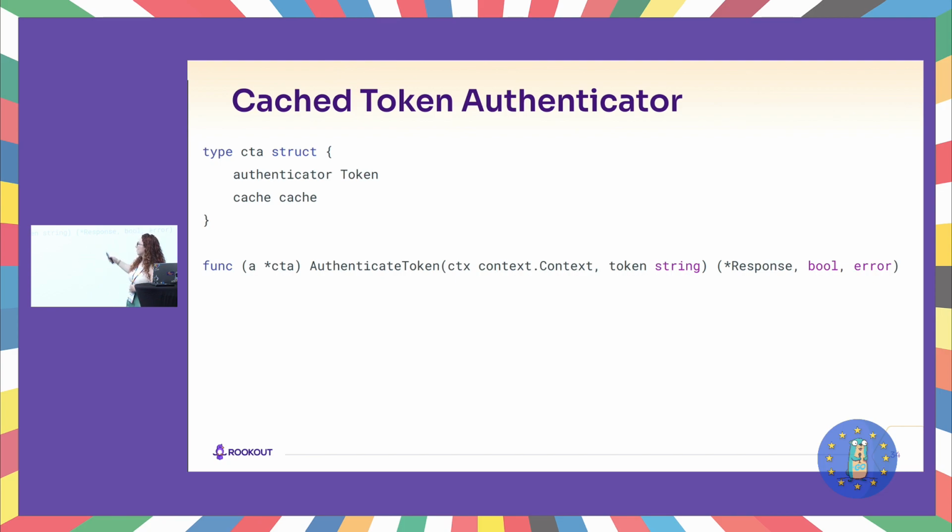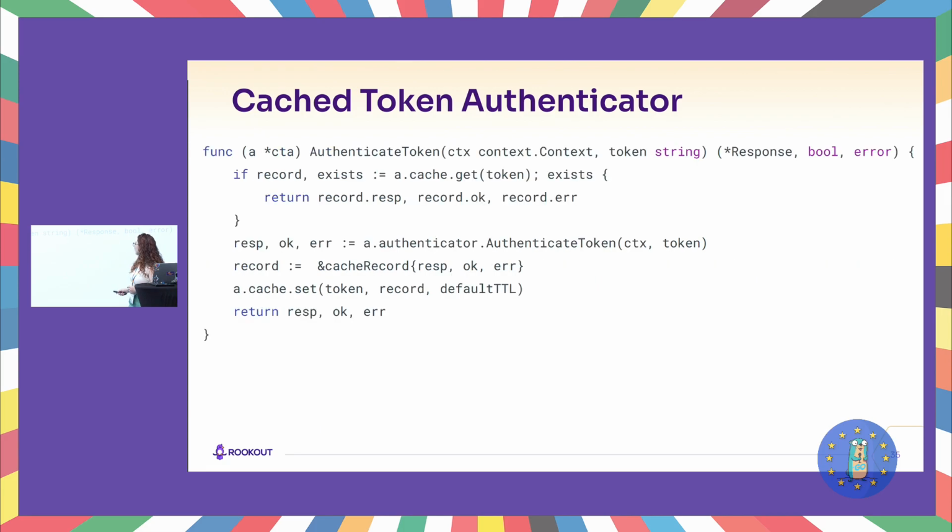We're going to implement the AuthenticateToken method for our CTA. Cool. So the first thing we'll do is just check if the record exists in our cache by the token we're given. Pretty straightforward. Now, if it doesn't exist, then we're going to call the AuthenticateToken method on our authenticator.